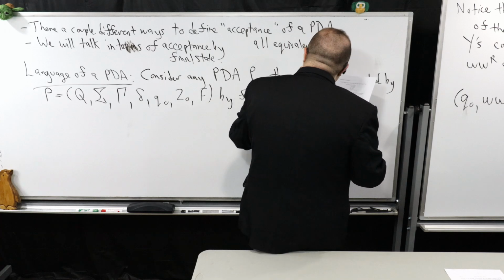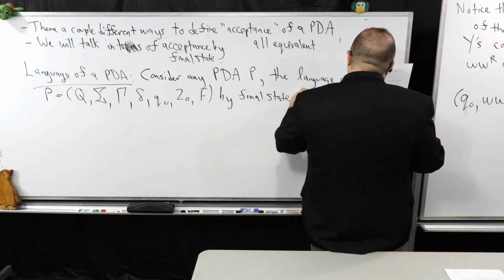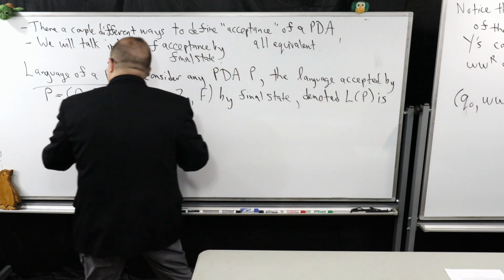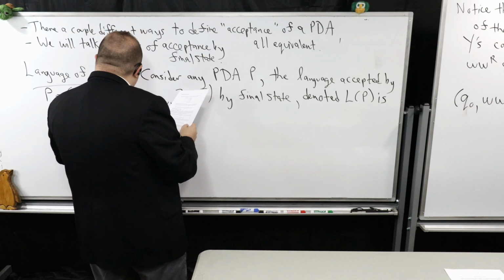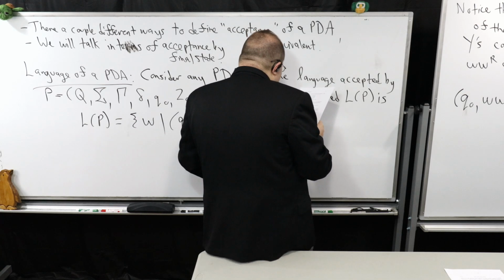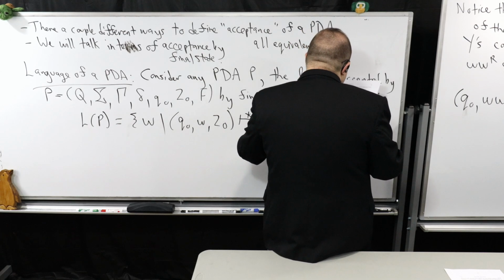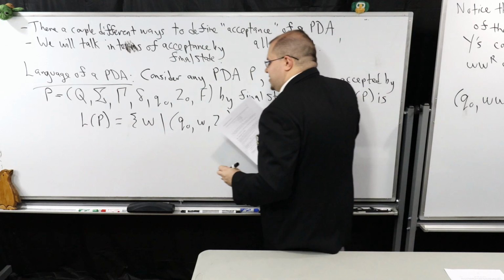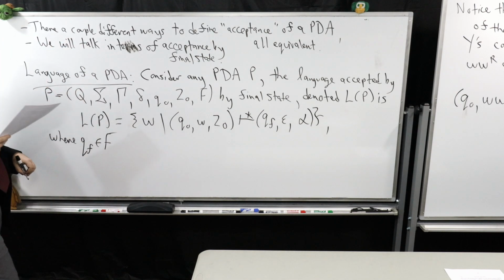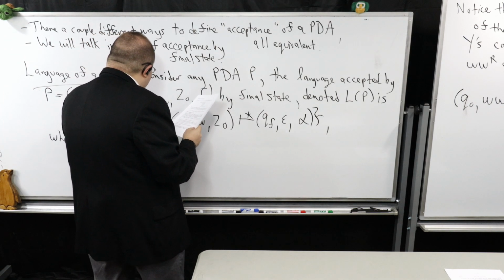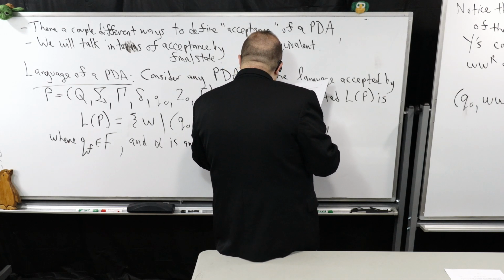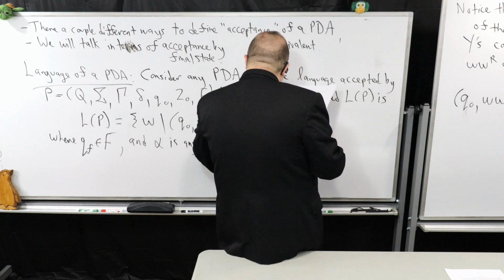Just to be clear, this by final state is exactly what we've been doing this entire time. The language accepted by P by final state, denoted L of P, is the following. The language of PDA P is equal to the set of strings W such that (Q0, W, Z0) eventually moves to the ID (QF, epsilon, alpha). And you might ask what that is. That is where QF is in the set of final states, and alpha is any stack string. We don't really care about what's on the stack at that time. We just care that all those symbols get consumed, and you are in a final state when that happens.